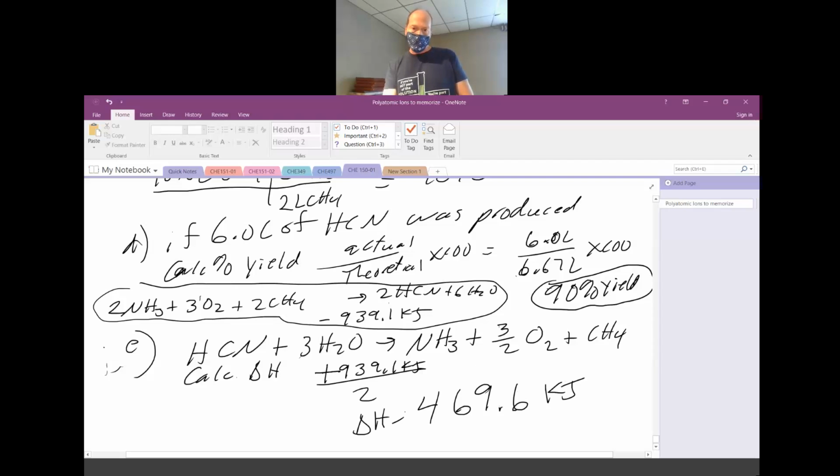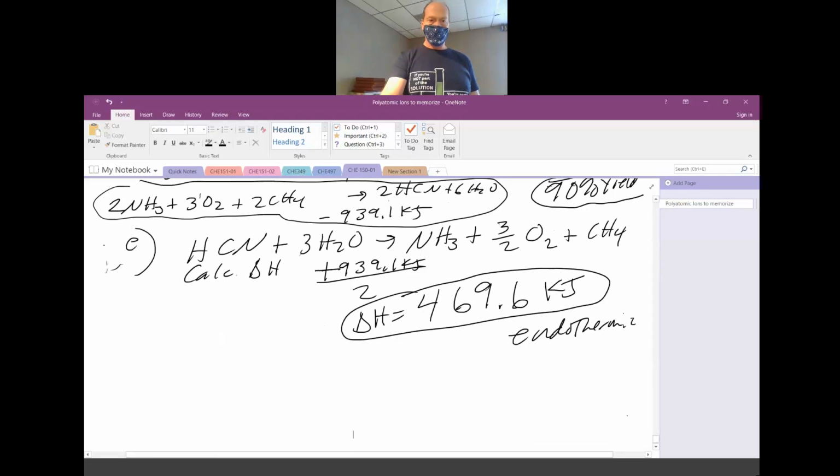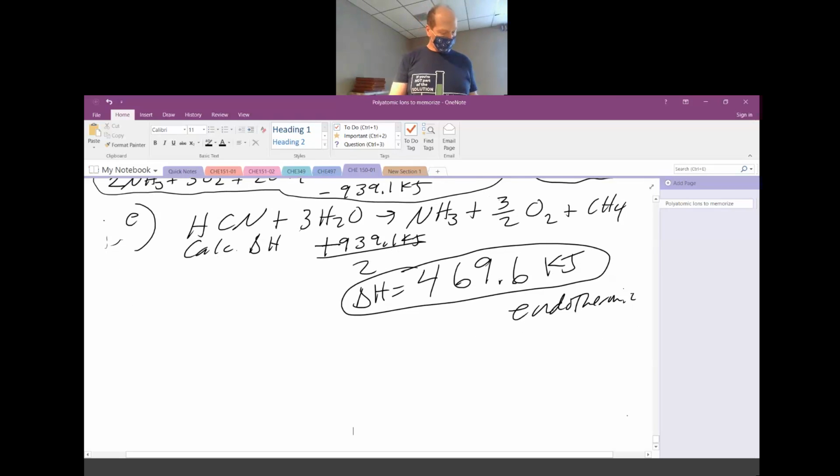So the delta H for this is now endothermic. Anytime you have an exothermic reaction and you reverse the reaction, you now have an endothermic reaction. All right, and so when you divide all the coefficients through by 2, you have to divide the delta H by 2.